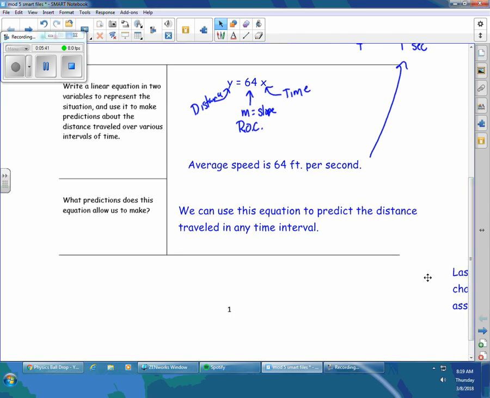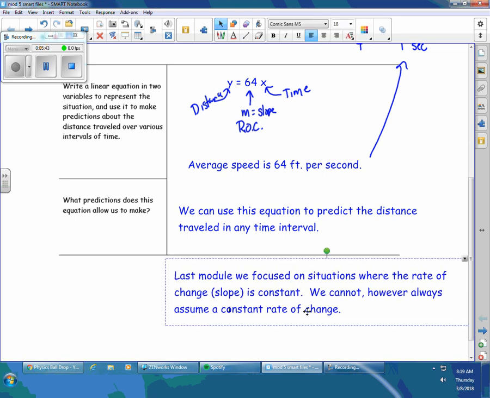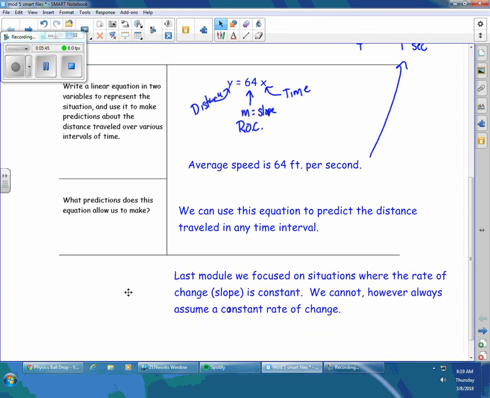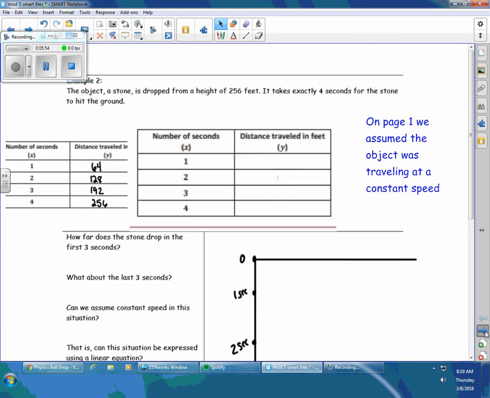Okay, so again, last module, we focused on situations where the rate of change, the slope, was always constant. We can't always assume that. So we're going to look at a situation where it's not a constant rate of change. Let's go ahead and turn the page.